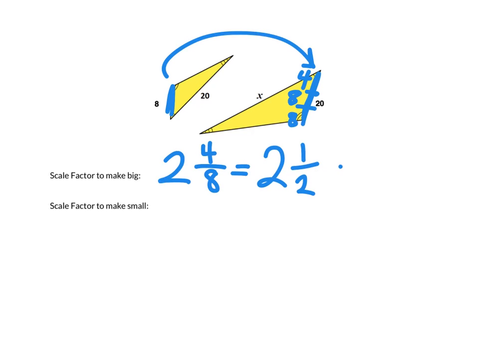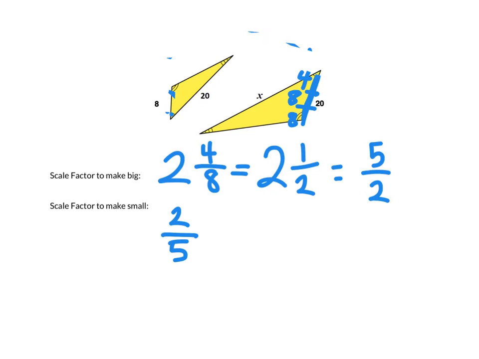Now, as an improper fraction, that's equivalent to 5 halves. So the scale factor to make it small would be 2/5. Now, to find the missing side lengths, we have to use the correct scale factor, and we have to think about, do I want to use a scale factor that's going to make it large or small?